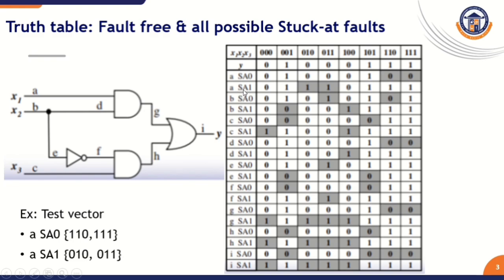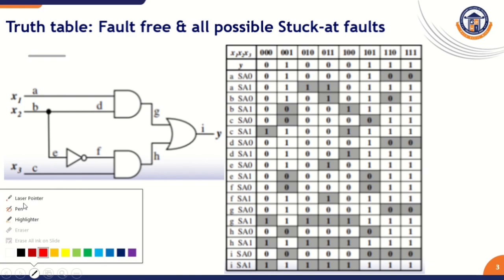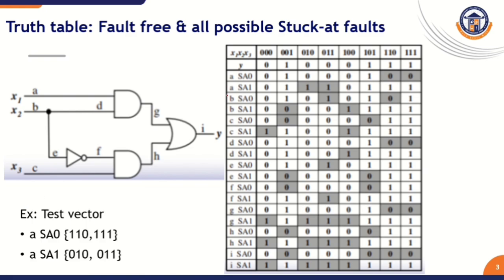Suppose the A line is affected by stuck-at 1. This is the output response of the circuit. Similarly, we represent the truth table of the faulty responses and the fault-free response. First, consider this y, which is the fault-free response value.